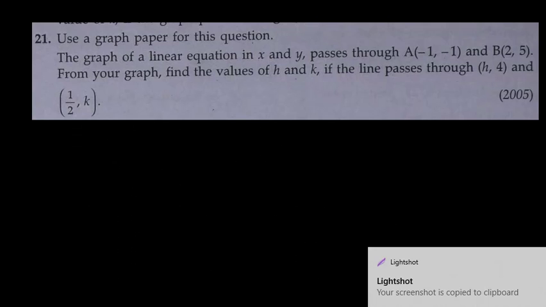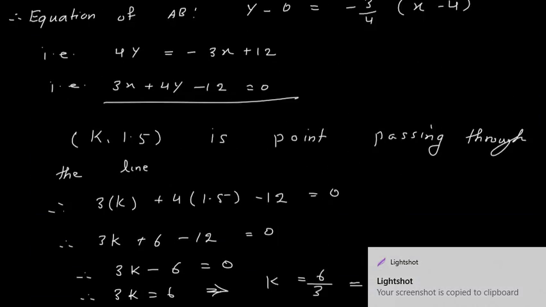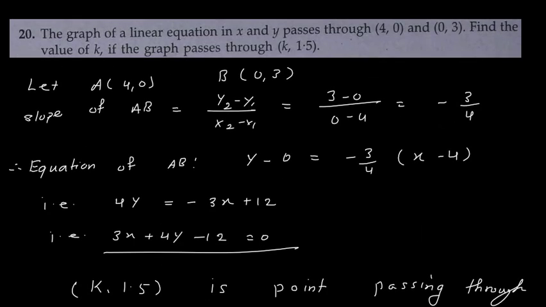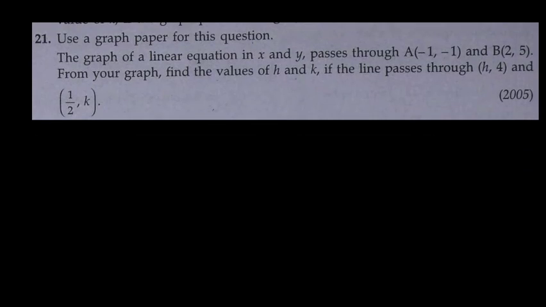Now here question number 21 is, use the graph paper for this question. The previous question also we had to use a graph, but they have not mentioned it. Now here: the graph of a linear equation in x and y passes through A and B. From the graph, find the value of h and k if the line passes through h comma 4 and 1 by 2 comma k.